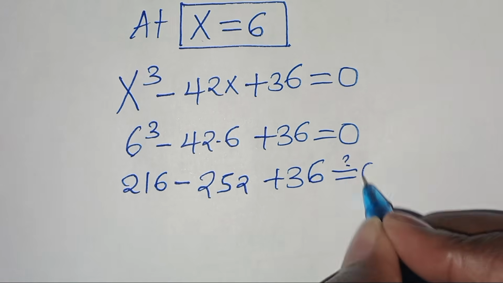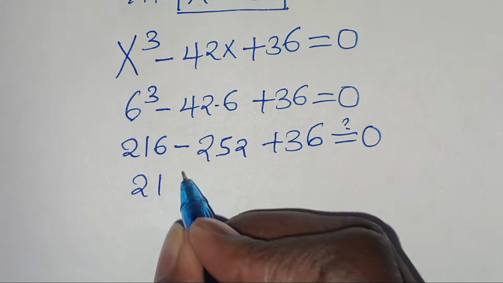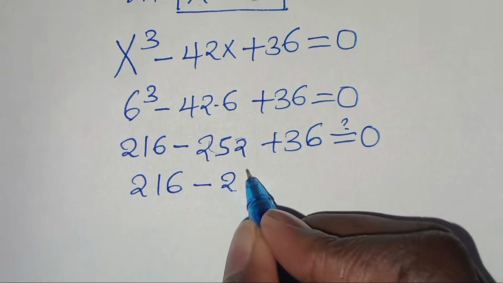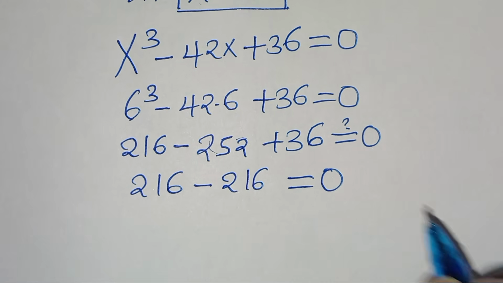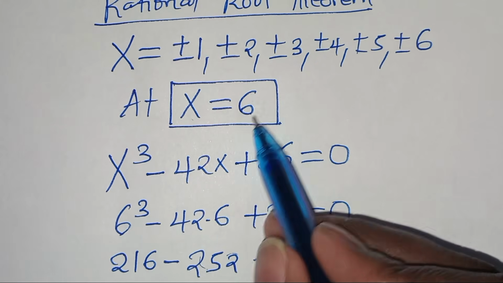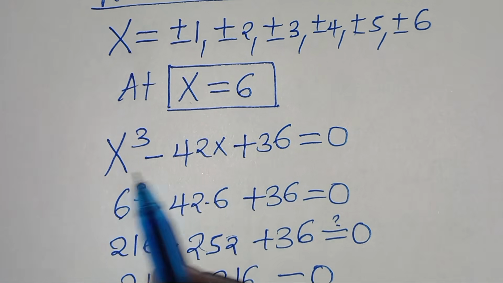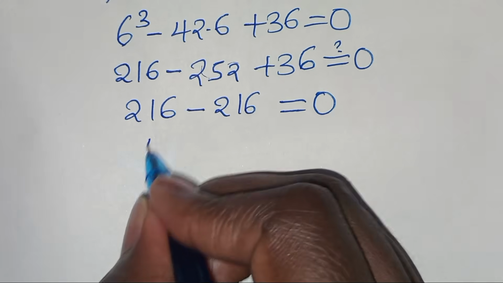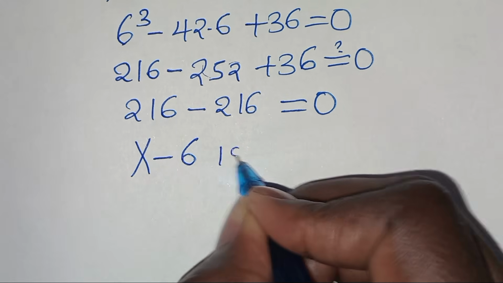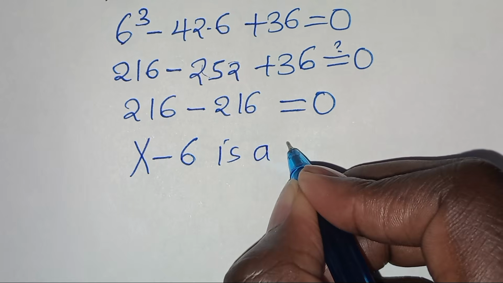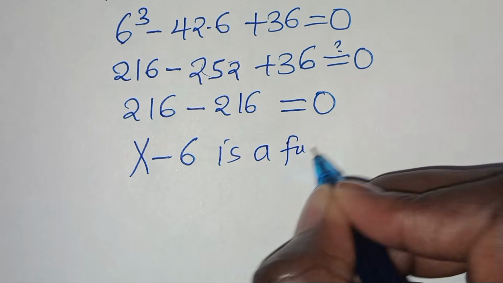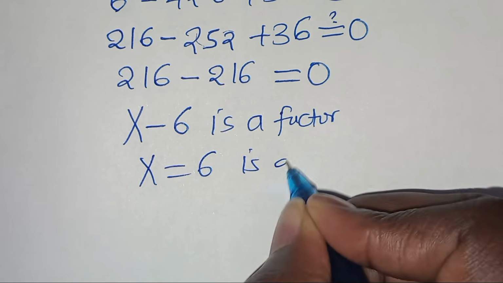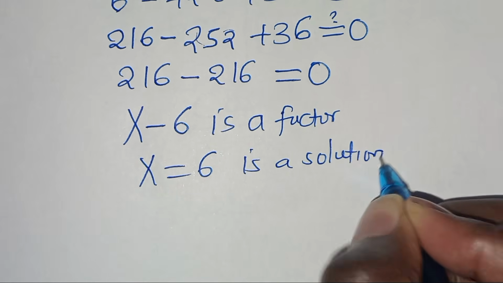Let's check if this is equal to 0. So this is 216 minus 252 plus 36. This is minus 216 plus 252, and this is equal to 0. So we have that x equal to 6 satisfies this cubic equation, and you find that x minus 6 is a factor, one of the factors. So we have that x equal to 6 is a solution. This is one of the solutions.